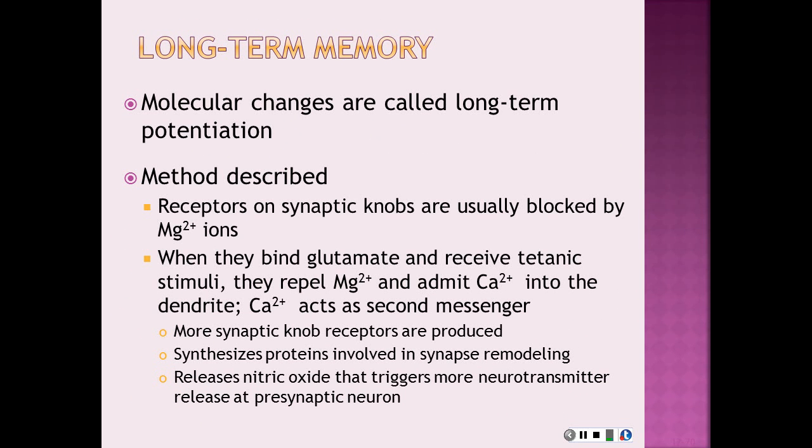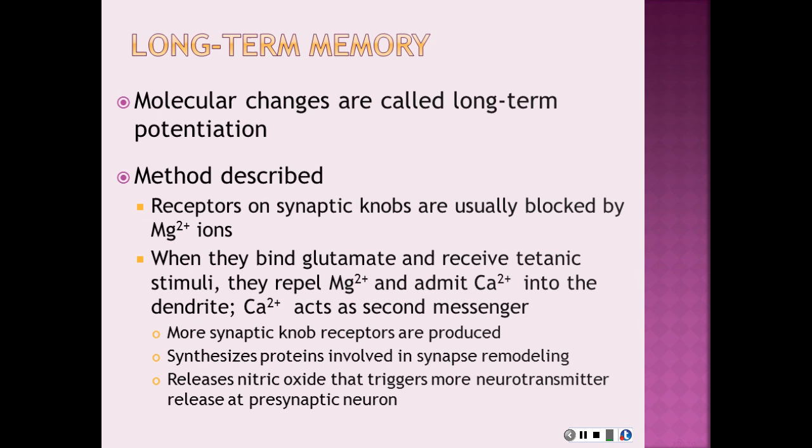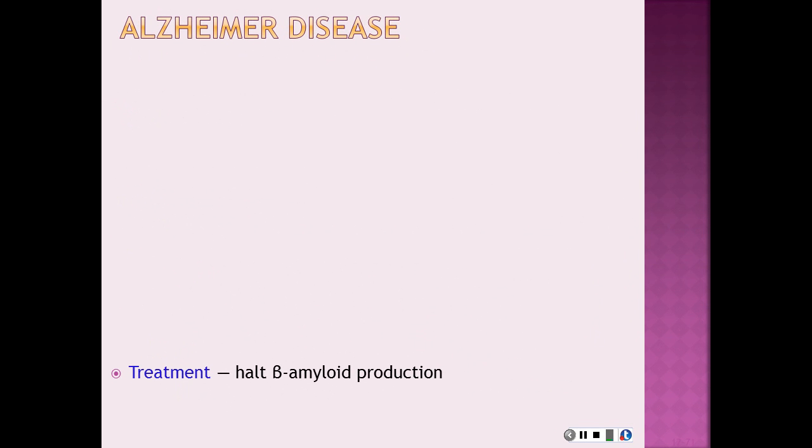The neuron produces more NMDA receptors, and it will make it more sensitive to glutamate in the future. It synthesizes proteins concerned with remodeling synapses, and it also releases nitric oxide, which triggers more glutamate release in the presynaptic neuron.